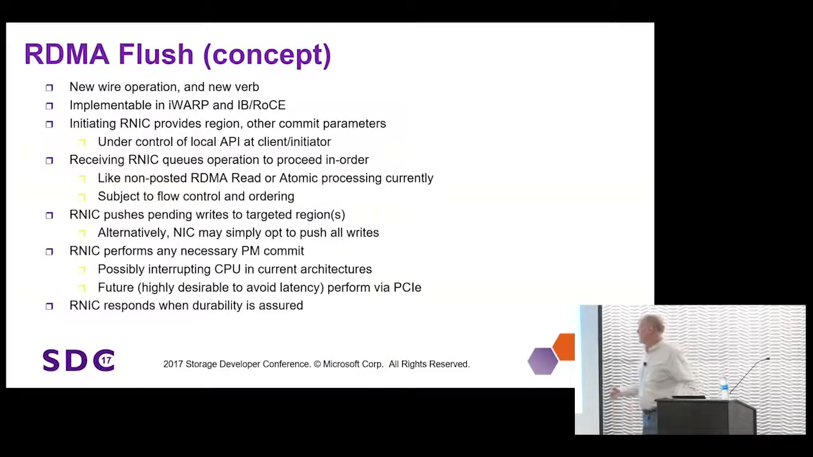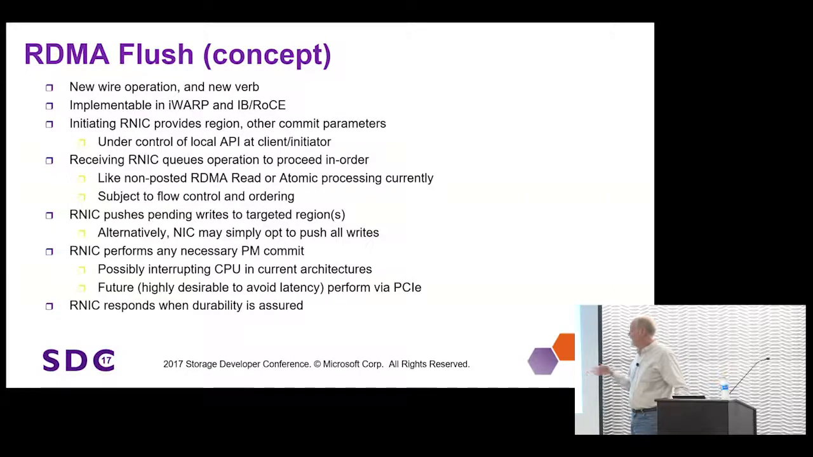The concept is that it's a new wire operation and a new verb. The verb is the RDMA API, quote unquote. It's implementable in any fabric, any existing RDMA fabric. It takes a different approach in each one, but semantically it has the same property. The initiating NIC provides a region, a destination region, and other commit parameters. It's under control of the local API at the client/initiator, right? The application requests data be flushed to this region. That's the way the SNIA NVMP twigs API works.